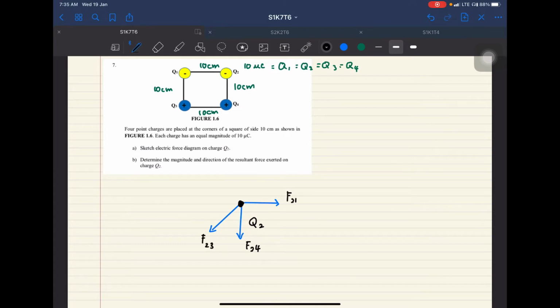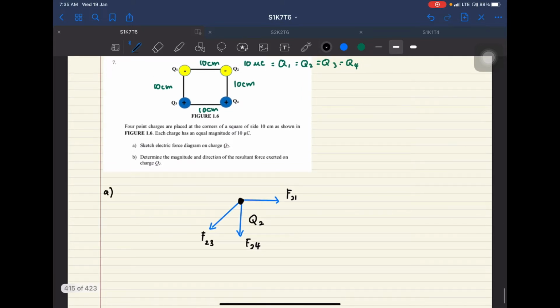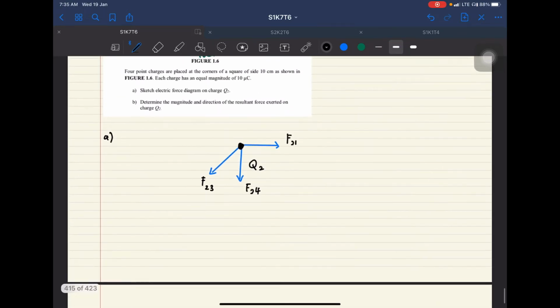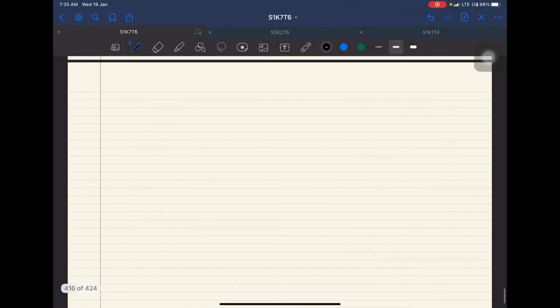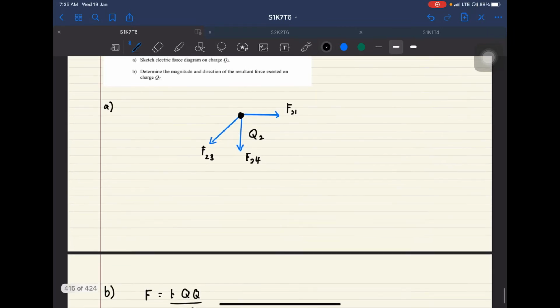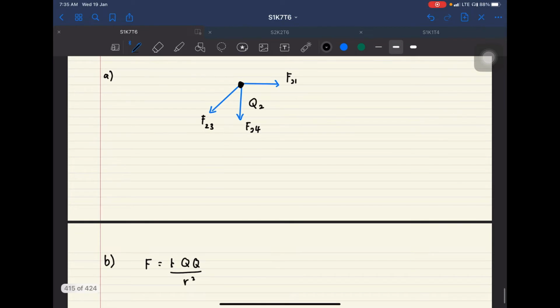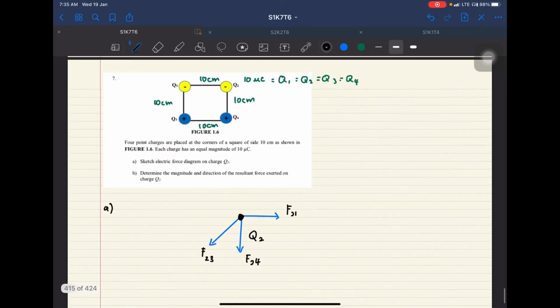Okay, and then that one's for question A. For question B, they ask you to determine the magnitude and the direction of the resultant force exerted on charge Q2. So for question B, if you want to solve this one, you can use the formula F equals kQQ over R square. Let's say if you use F21, it will be Q2 Q1, and then R would be the distance between 2 and 1.